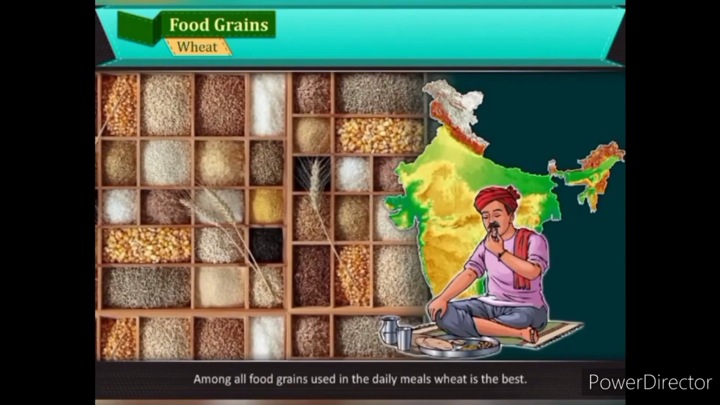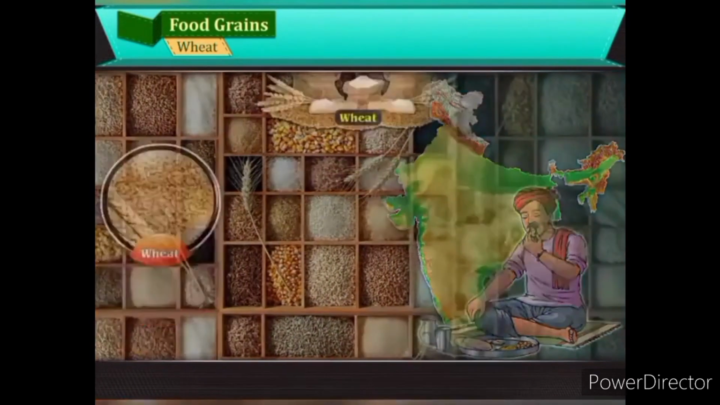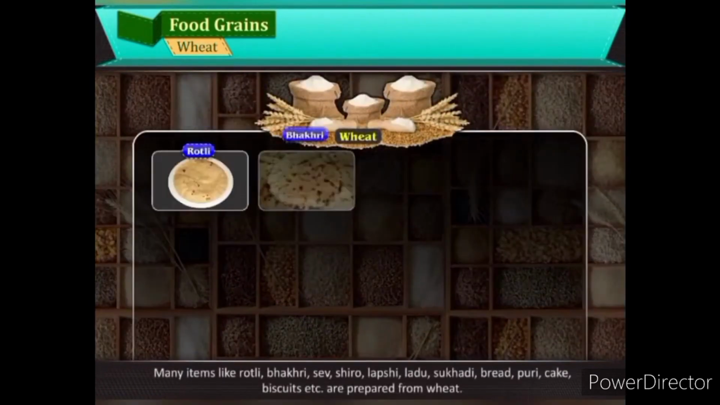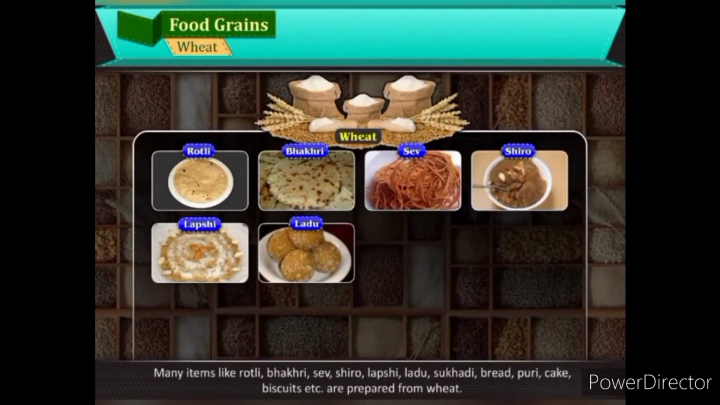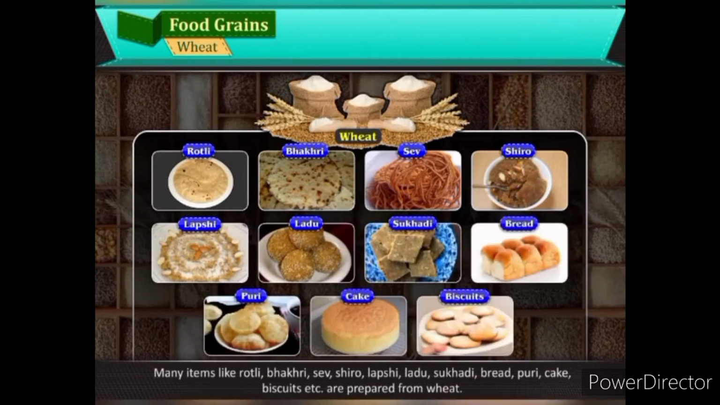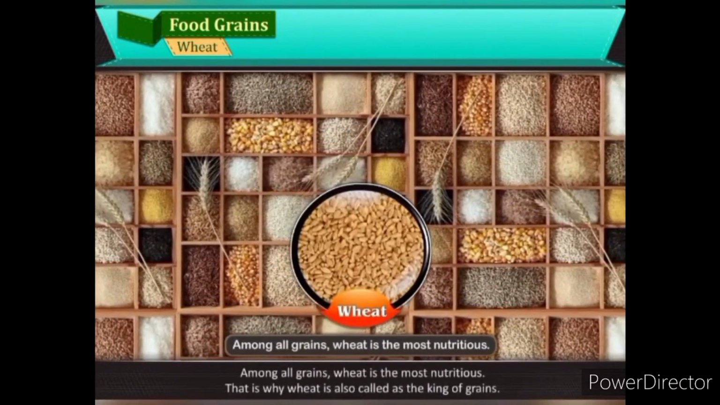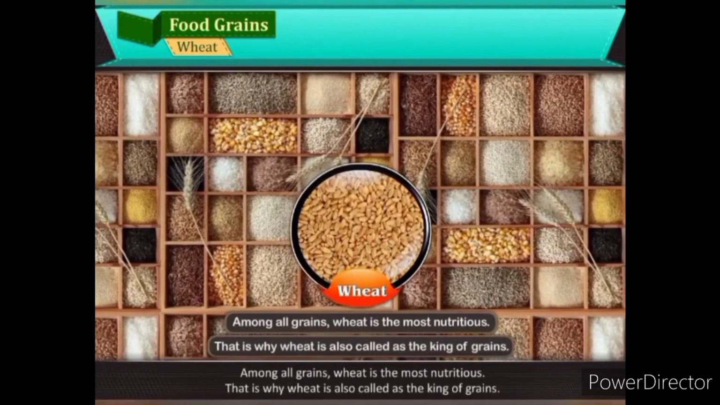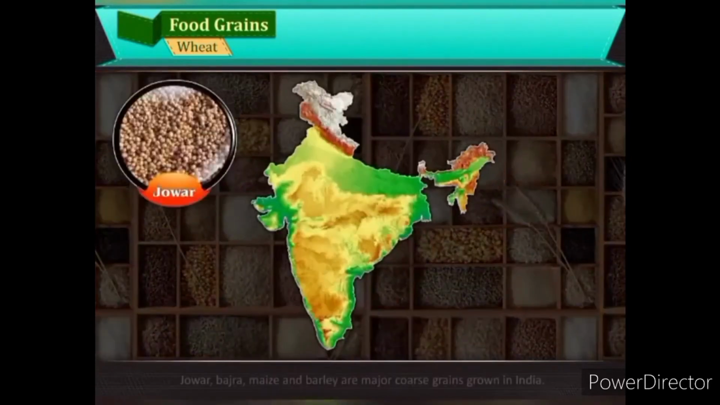Among all food grains used in daily meals, wheat is the best. Many items like rotli, bhakri, sev, shiro, lapsi, ladu, sukhadi, bread, puri, cake, biscuits, etc. are prepared from wheat. Among all grains, wheat is the most nutritious. That is why wheat is also called the king of grains.